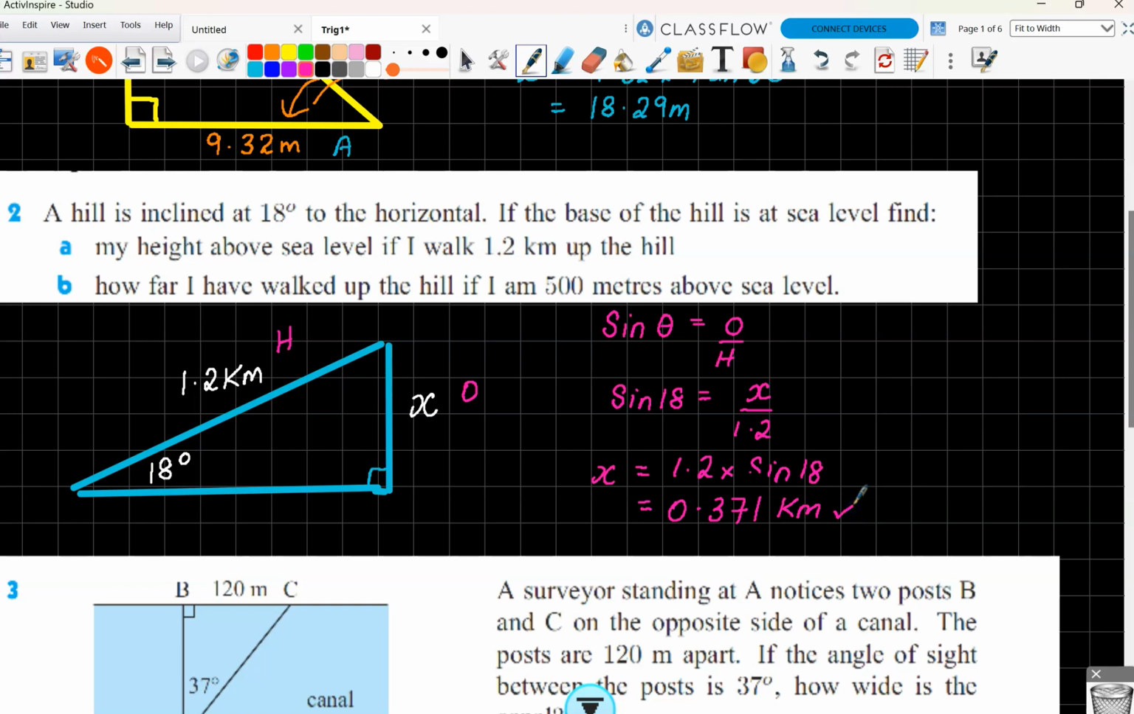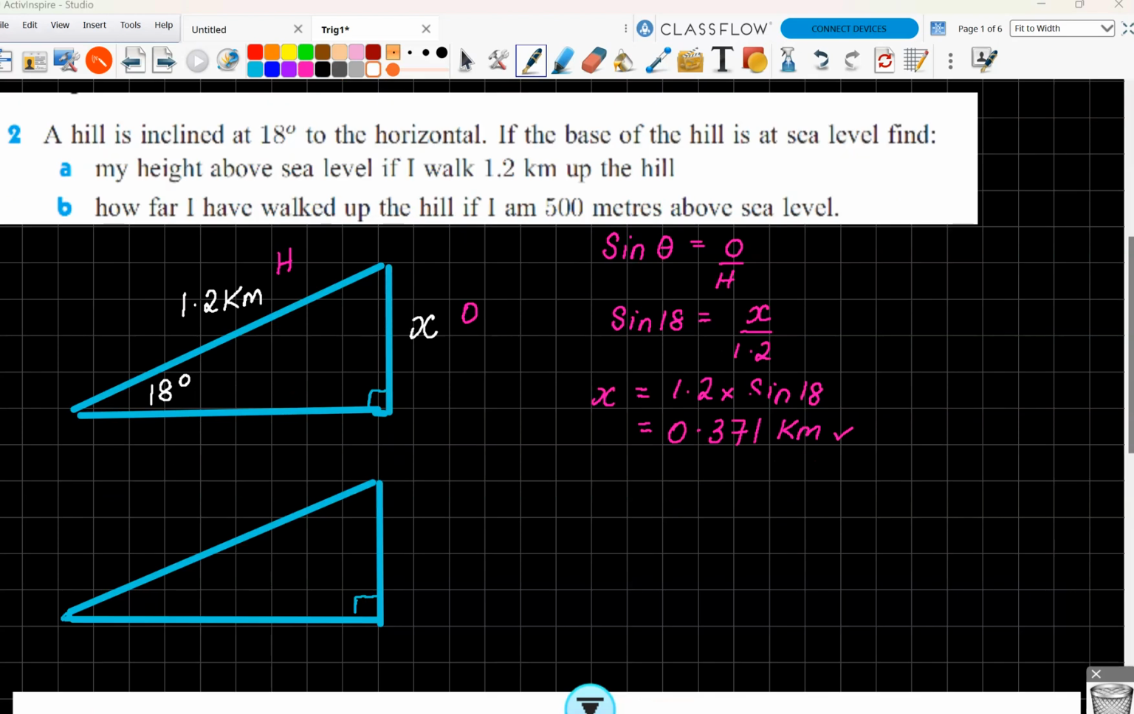Okay, let's have a look at part B. How far have I walked up the hill if I am 500 metres above sea level? So I just redrew the triangle. The angle is still the same, so you've still got the same road, but this time we are 500 metres over here, and you want to find out how far you have walked up the hill. Same deal, label your triangle, that's still the hypotenuse, this is still your opposite side. So once again, we're rocking sine theta.